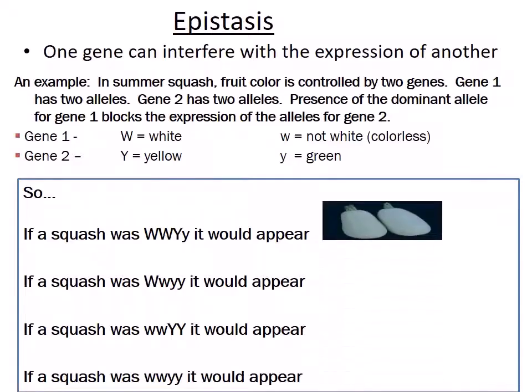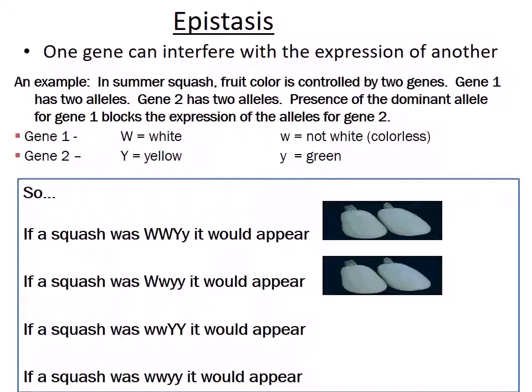So we're going to have white fruit there. If we look at a big W, little y, what do you think? Again, that big W is blocking the second gene's expression, so that's going to be white as well. And if we had little w, big Y, it's not going to be white. So now we get to see what gene 2 says.